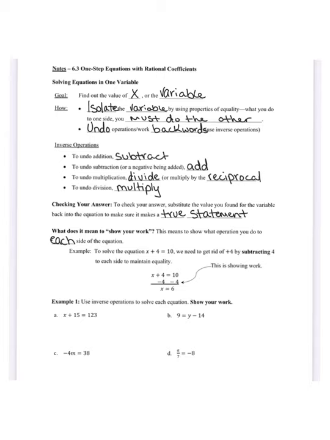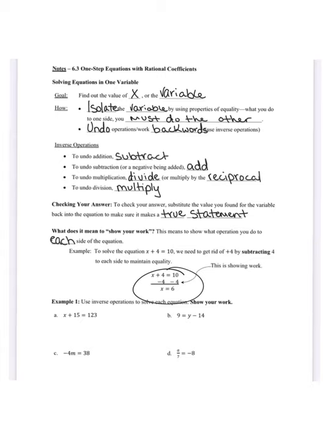To solve the equation x plus 4 equals 10, we need to use inverse operations to cancel or get rid of plus 4. Well, looking at our inverse operations, to undo addition, we're going to subtract. So we're going to subtract 4 on each side. So if we look here, we're subtracting 4 on the left side of the equal sign, which undoes it, or cancels it out. So I'm just left with x on the left side of my equal sign.